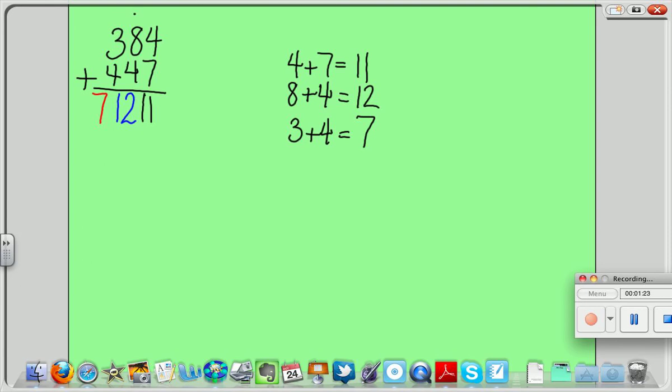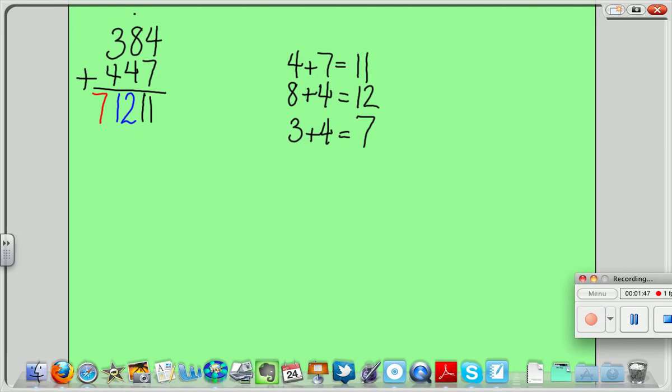So the answer to 384 plus 447 is 71,211. Yes? No. So it's important that we know, Logan, what to do with numbers this big. Put the pencils down. It's important to know what to do in order to put these numbers together.